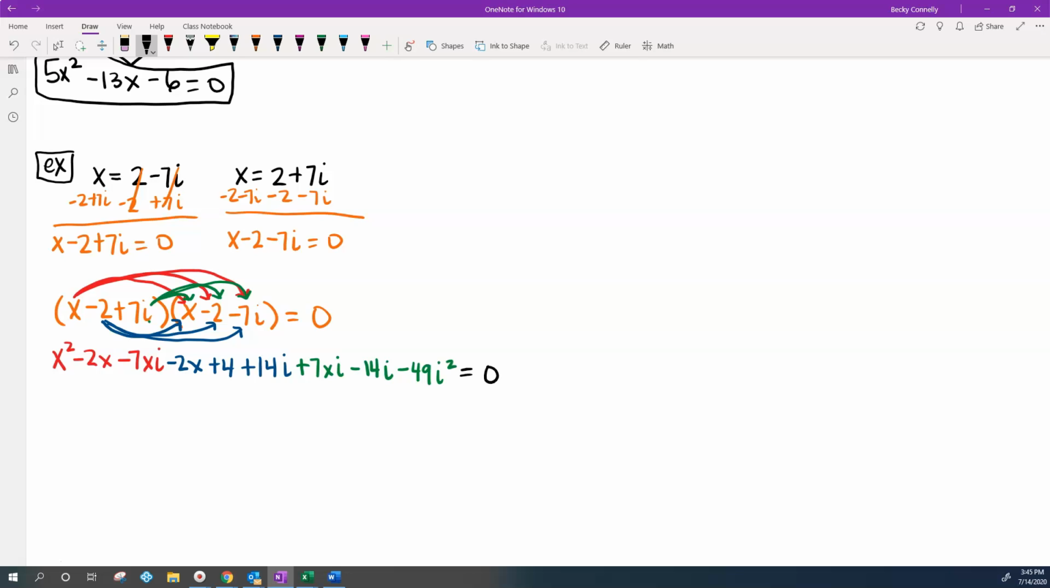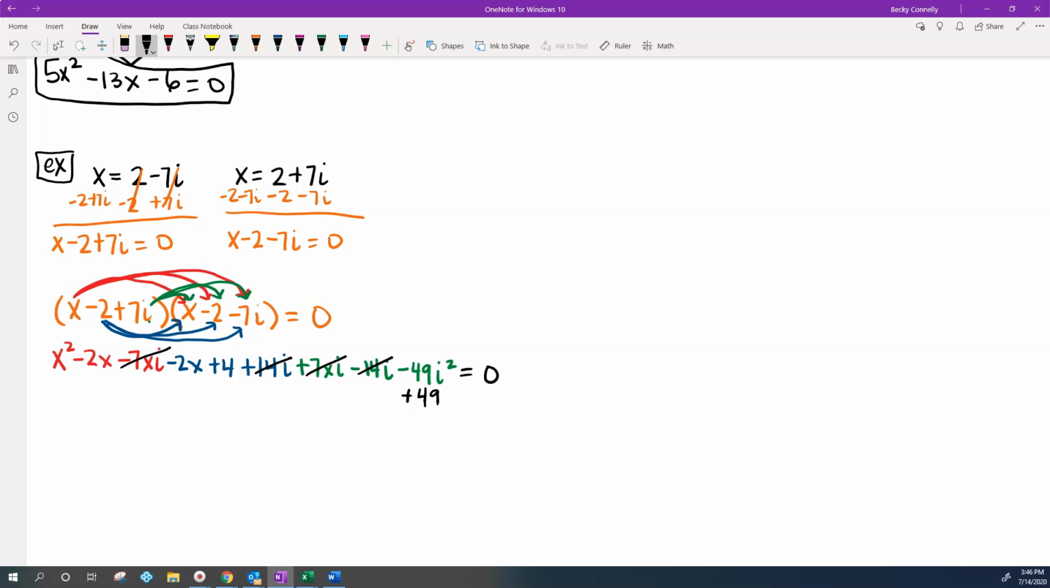Remember, equaling 0 is part of it because that tells us it's an equation, so don't forget about having that equal 0 part there. And now I need to get my like terms together, and a lot of things end up canceling each other out here, which makes it nice. I see this -7xi and this +7xi. I see my 14i and my -14i. And then remember, i squared is the same thing as -1. So I'm really saying -49 times -1. So this really is going to simplify to +49 there.